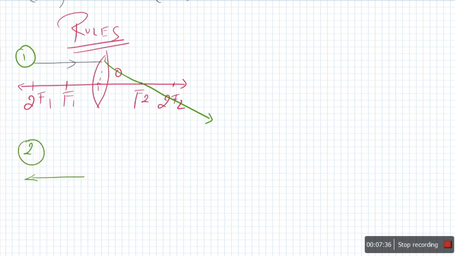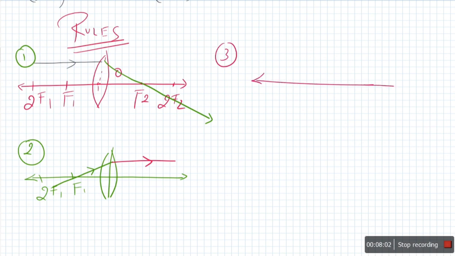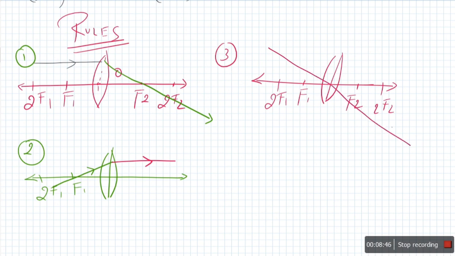Rule number 2 is just the inverse of rule number 1. If an incident ray is passing through the focus, after getting refracted, the refracted ray will be parallel to the principal axis. Rule number 3 is interesting. If a light ray passes through the optical center, it will continue on its path without being refracted.